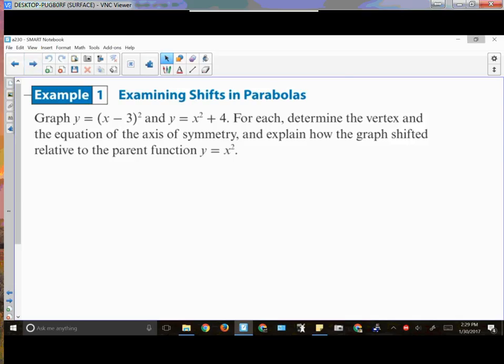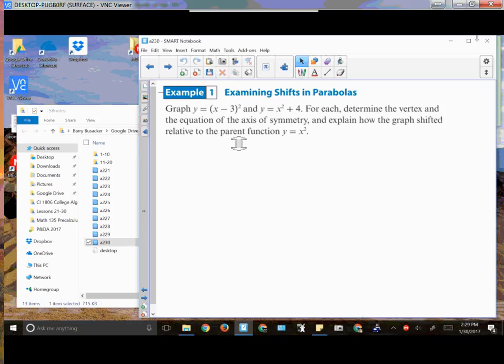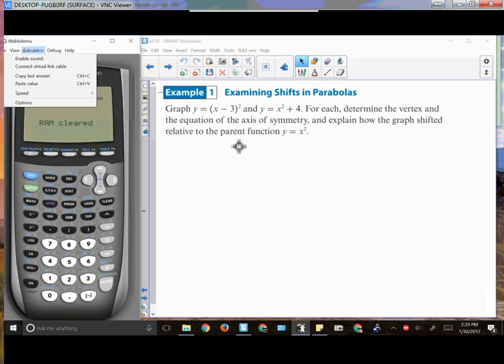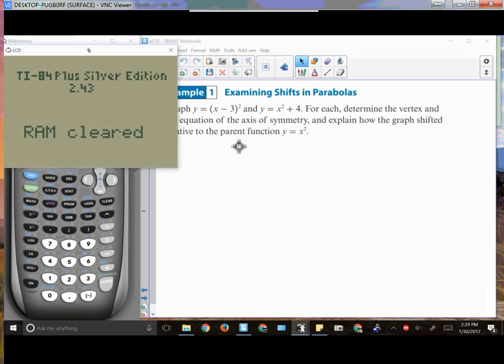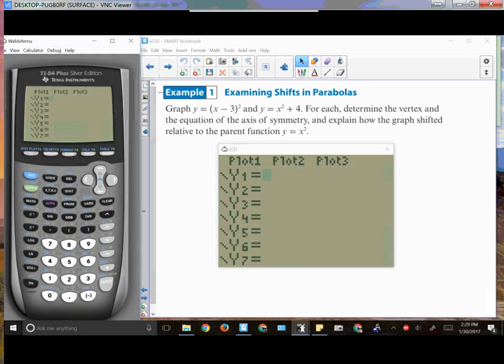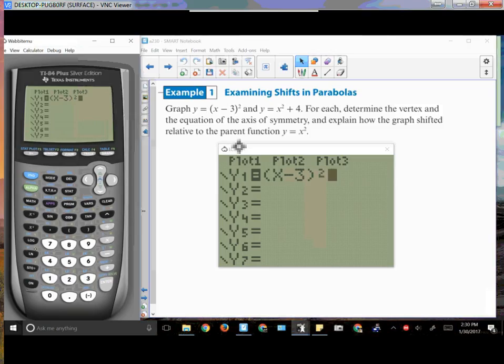So what we're going to do is graph these two equations. So you're on the graphing calculator. Make sure you reset it. Okay. The first one that we've got here is in parentheses, and make sure you type it in exactly as you see it. Parentheses, x minus 3, close it, squared. The other one is x squared plus 4.